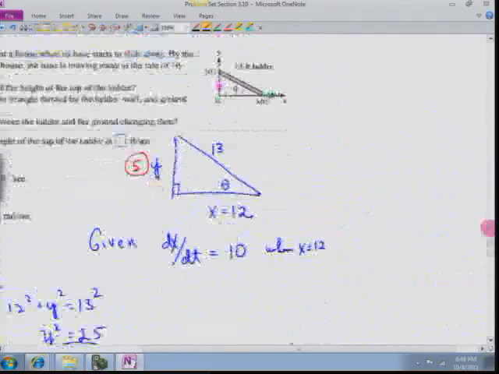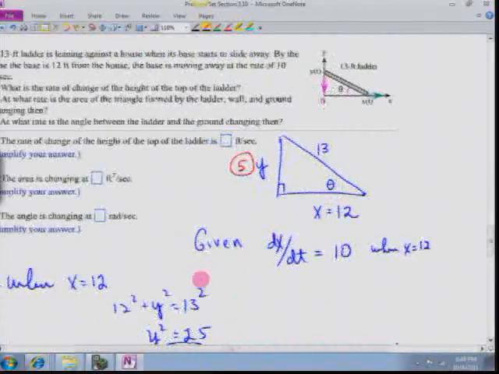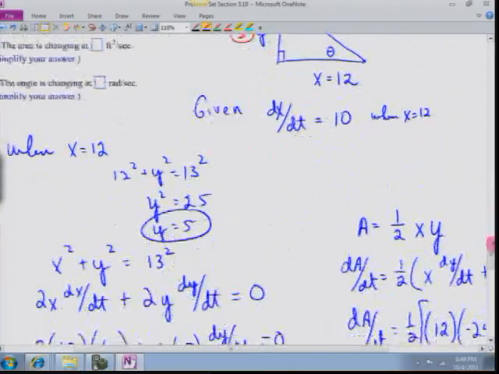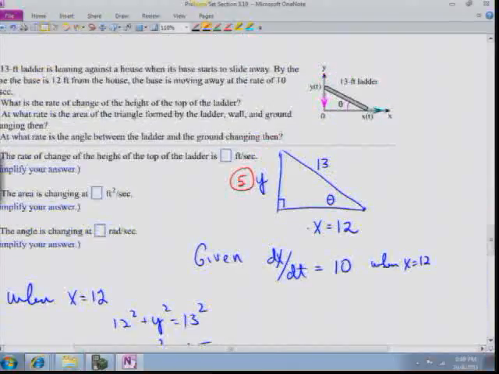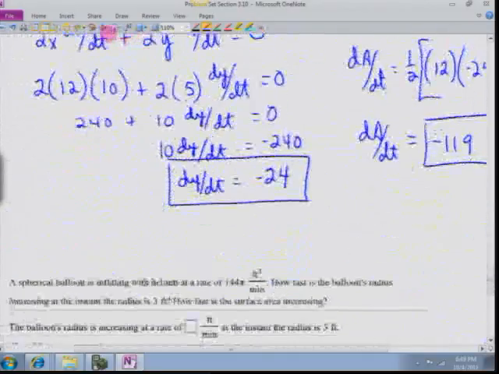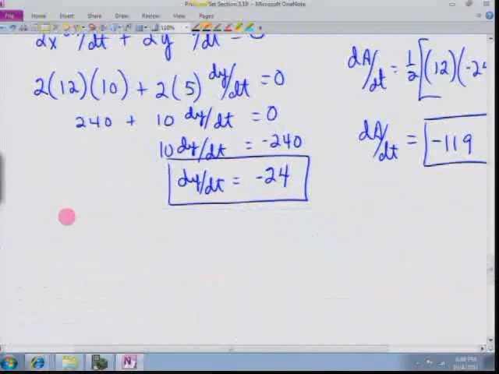All right. Now it wants to know how fast is the angle changing? Radians per second. Okay. What do we know? We're going to have to use our trig. So I'm going to come down here and give me some more room and write that triangle again so we can see it.